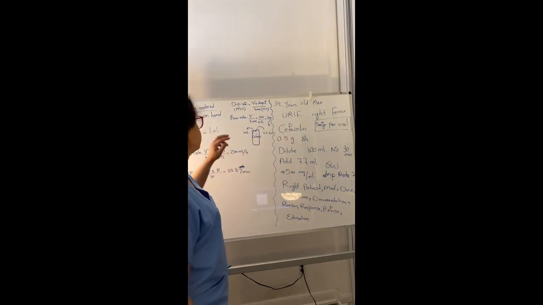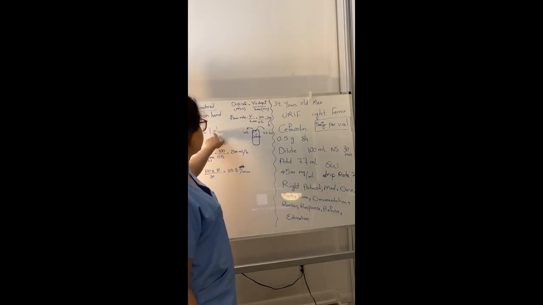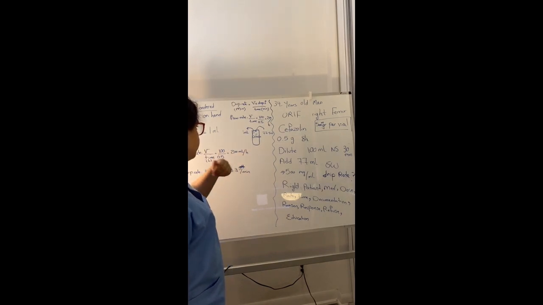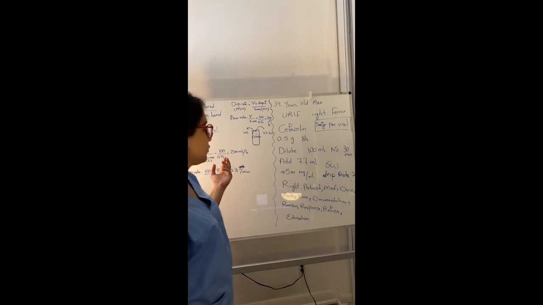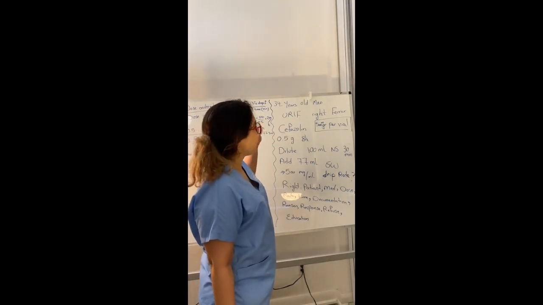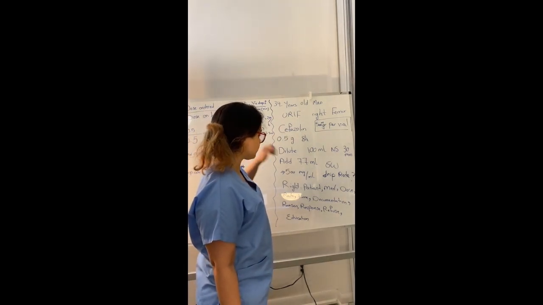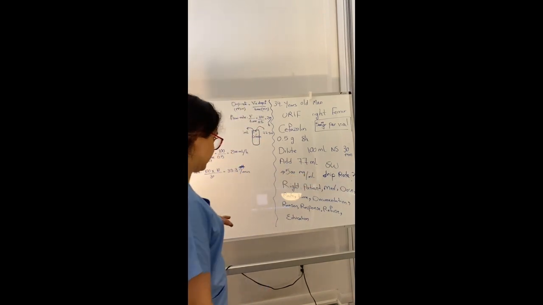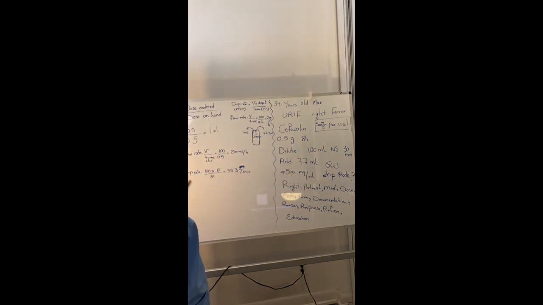500 milligram is gonna be 0.5 gram. I'm gonna divide this number, so it's gonna be 1 ml. It means that I have to remove 1 ml to have the reconstitution of 500 milligram per ml.